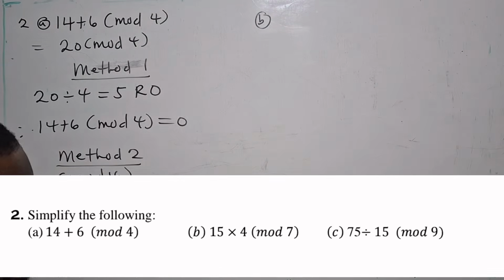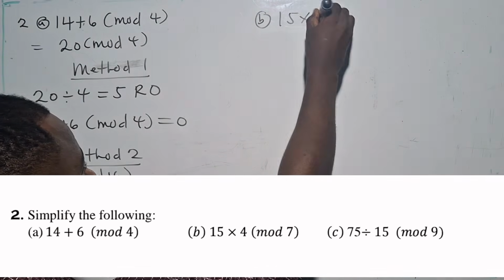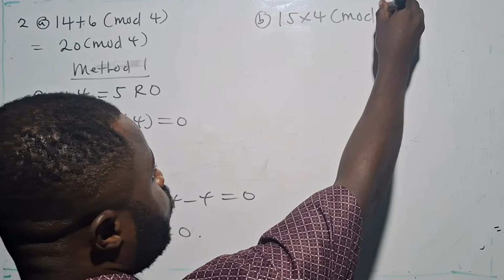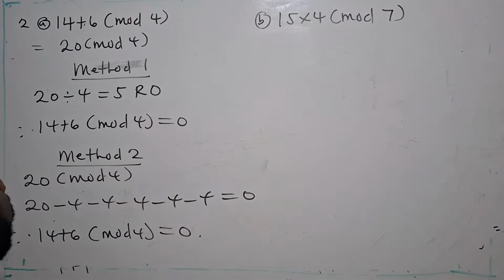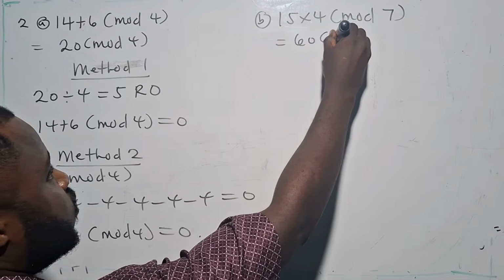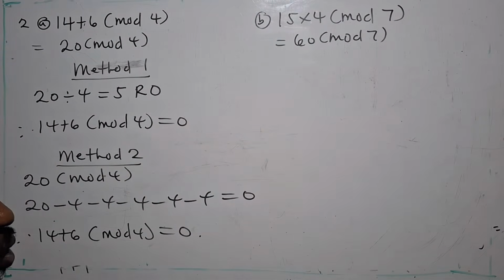So the B, let's quickly do the B. The B is 15 times 4 mod 7. If I'm to simplify this, I'm going to get 60 mod 7.